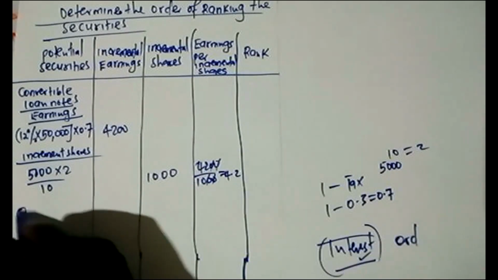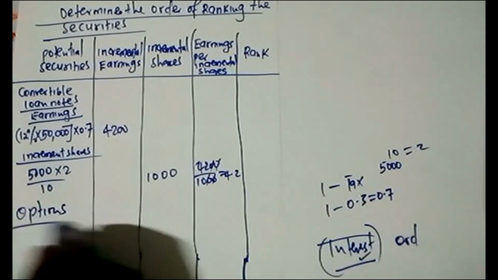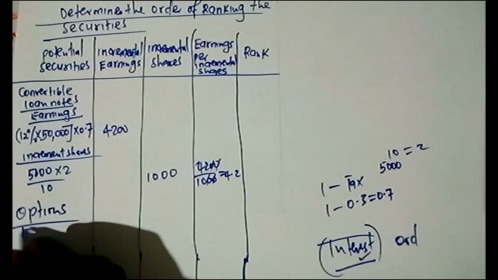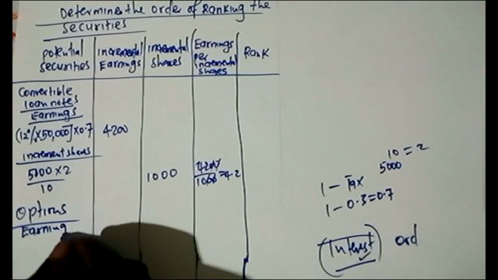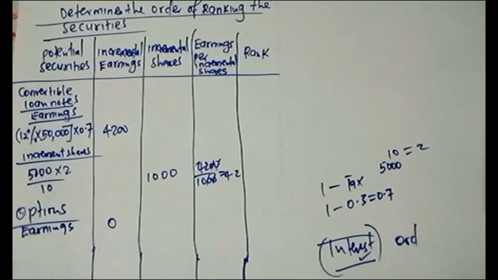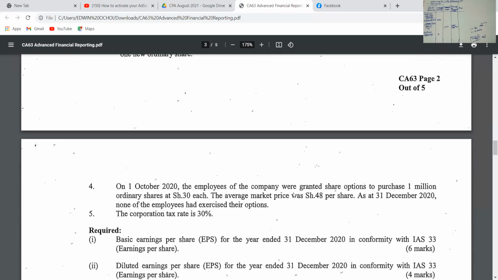Then the next one is all about the options. Obviously the earnings will be 0, because nobody will exercise the option. That is what they said, that is not my words. They said none of the employees had exercised their options, according to note 4.